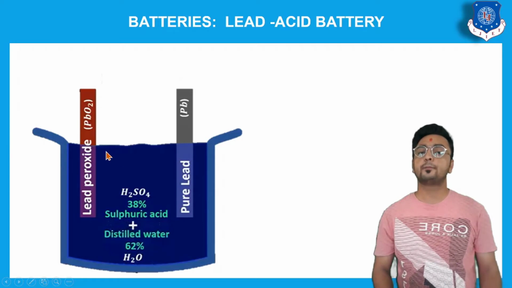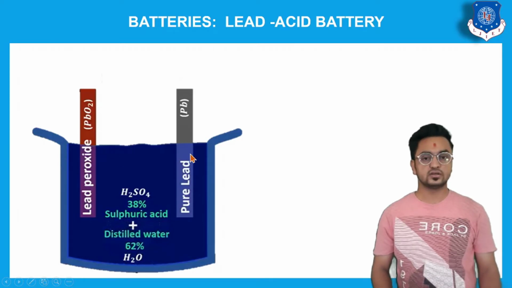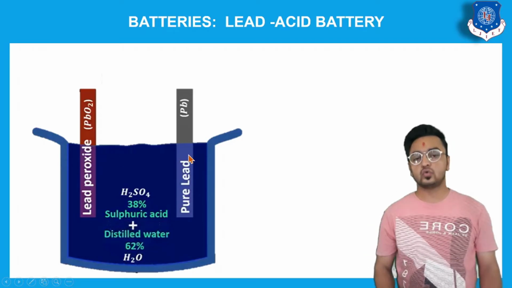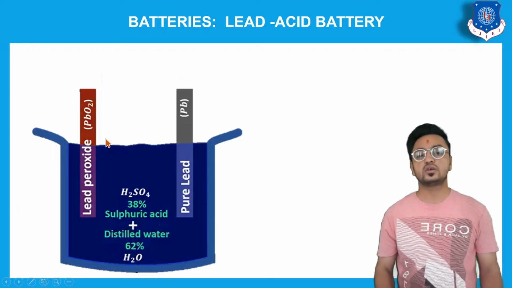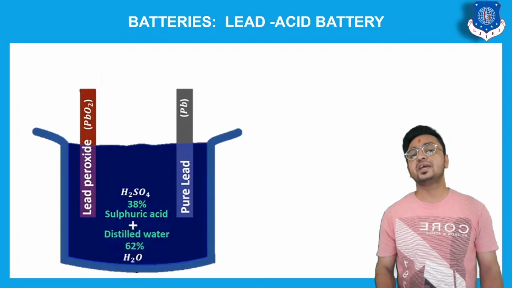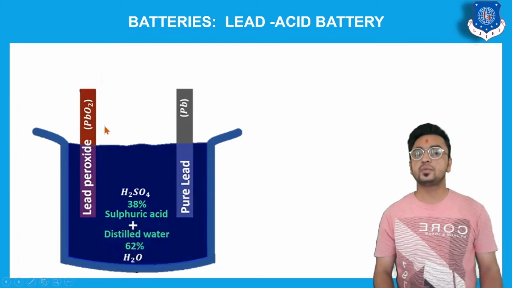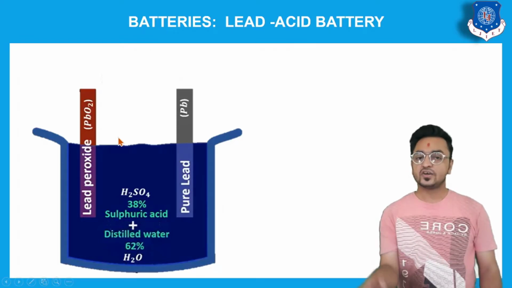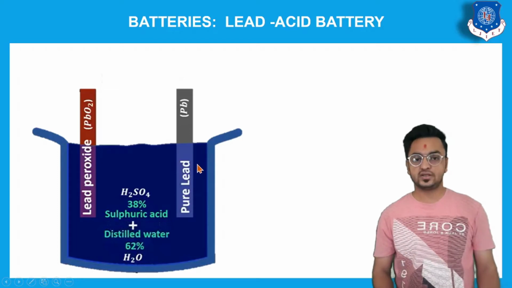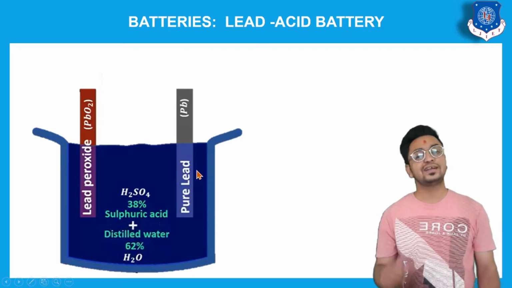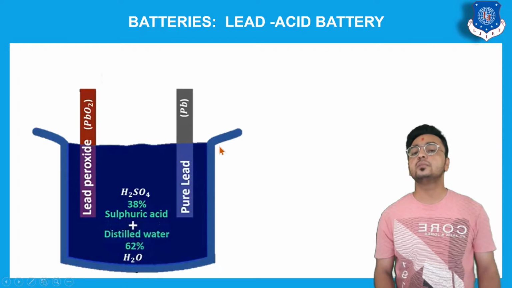And to form the positive and negative terminals, we use two plates. The first plate is used for the positive terminal, and that is made of lead peroxide, PbO2. And here we have the negative terminal, which is made of pure lead, that is Pb.